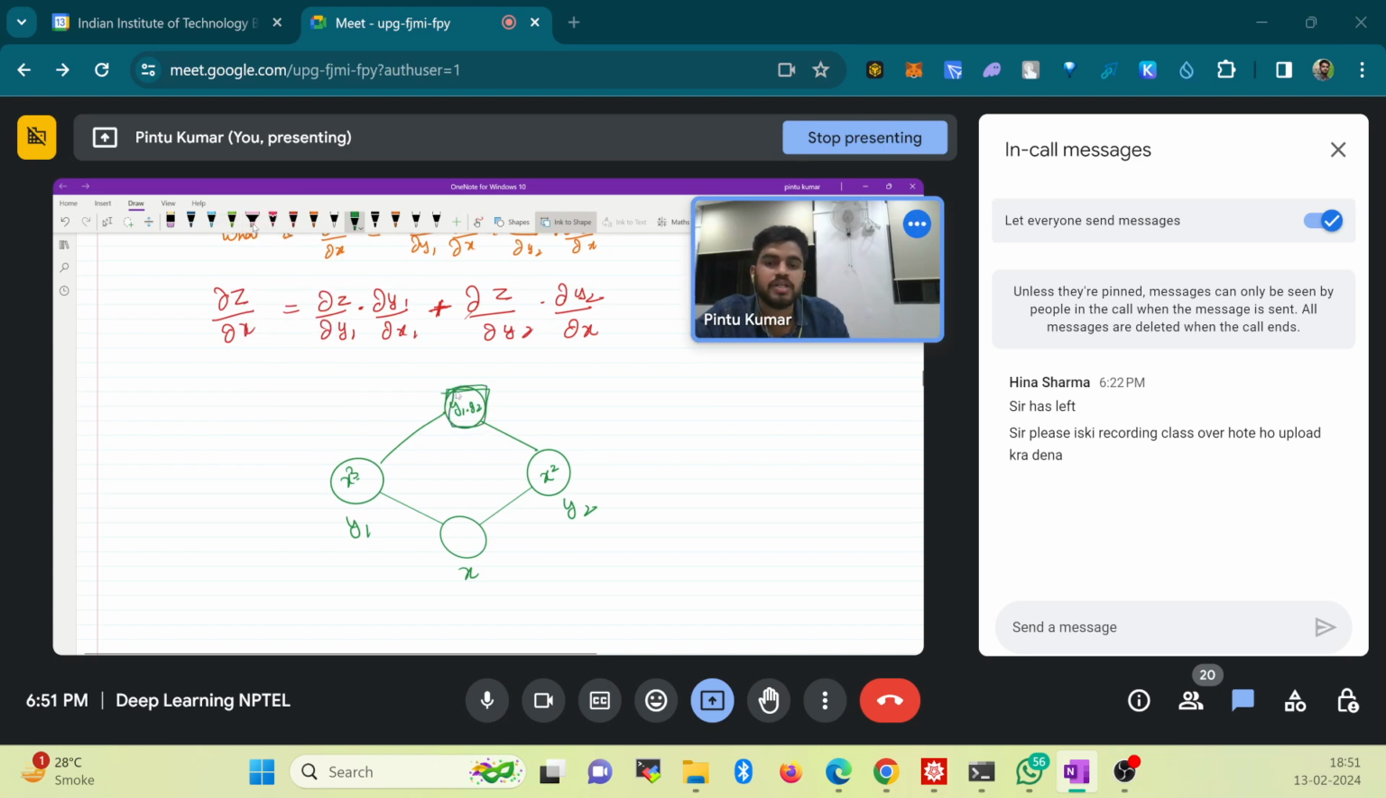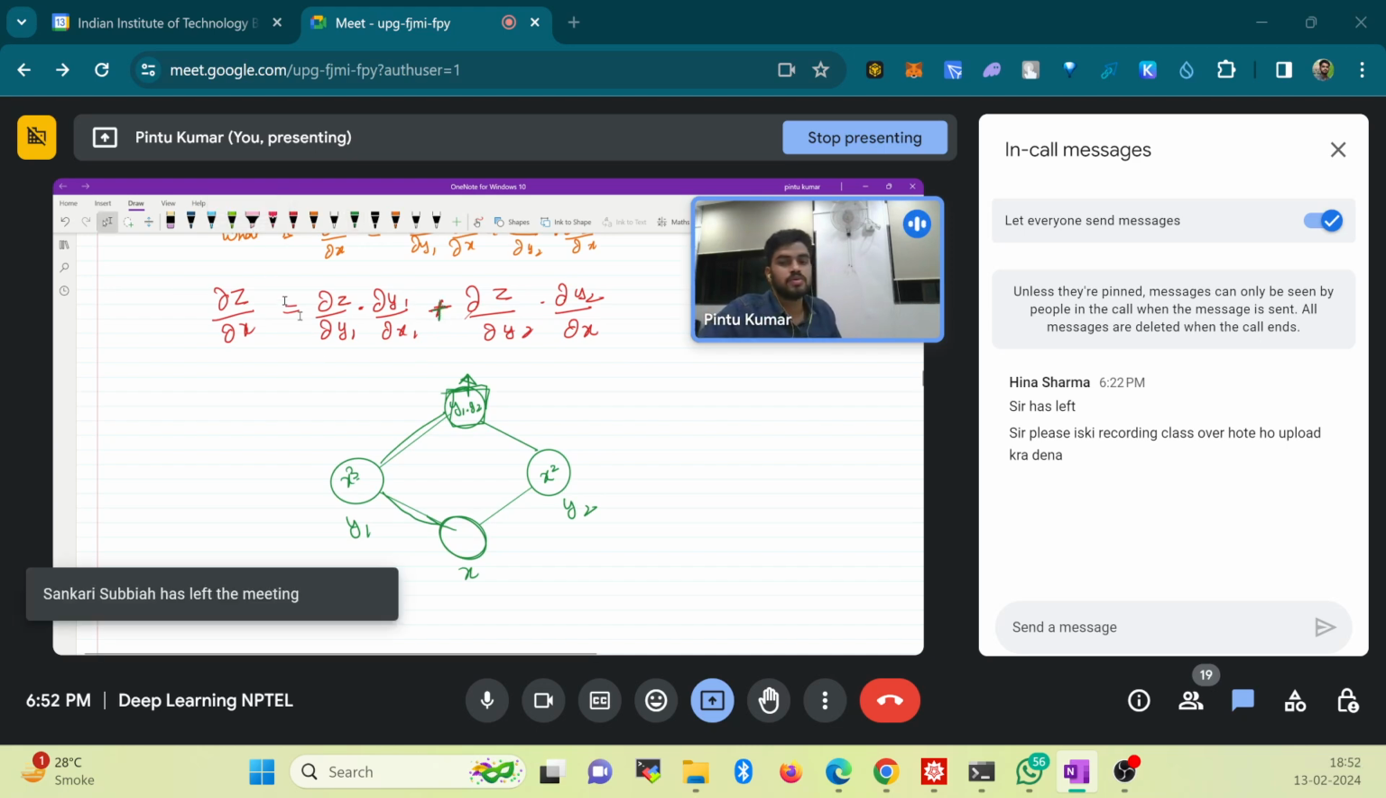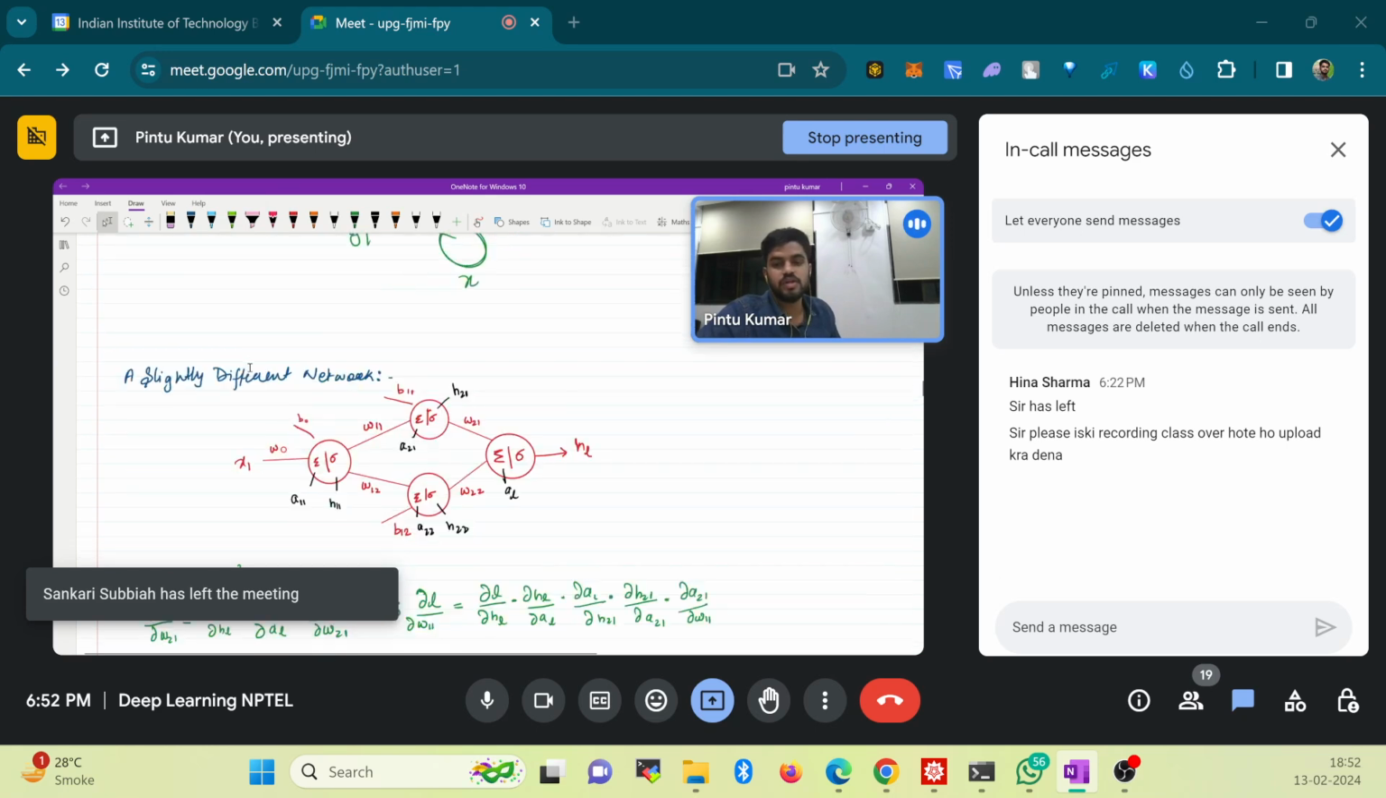So we are trying to find the partial derivative of this particular node with respect to this node. So if you try to do that, you look at all the branches through which you can reach from here to here, and then you take sum of all these branches. So this is what I wanted to say over here.